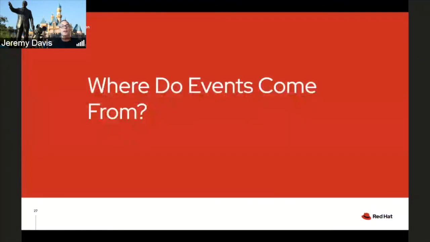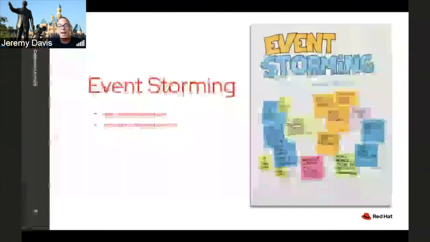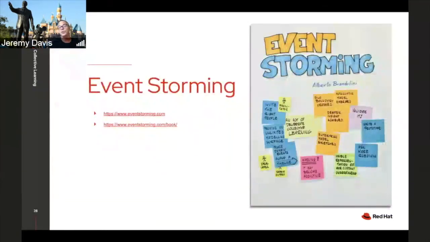Now, where do events come from, right? Events are at the heart of our system, but how do you determine what your events are? What we're going to recommend is that you grab this book called Event Storming by Alberto Brandolini. He also has some really good videos on YouTube from other conferences that he's presented at. Fantastic material. Now, this is about group learning and group understanding of your business through focusing on the events that are important to your business.